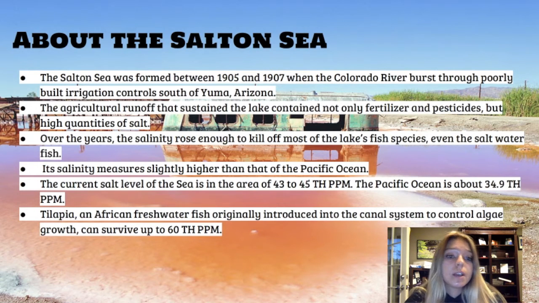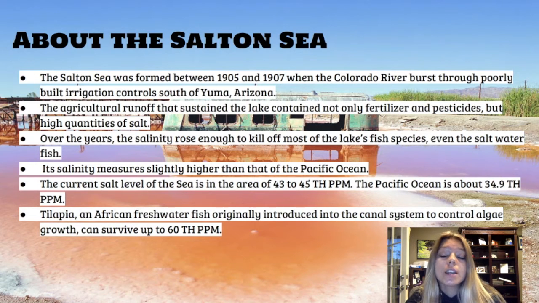About the Salton Sea. The Salton Sea was formed between 1905 and 1907 when the Colorado River burst through poorly built irrigation controls. The agricultural runoff sustained the lake, and it contained not only fertilizer and pesticides but high concentrations of salt.